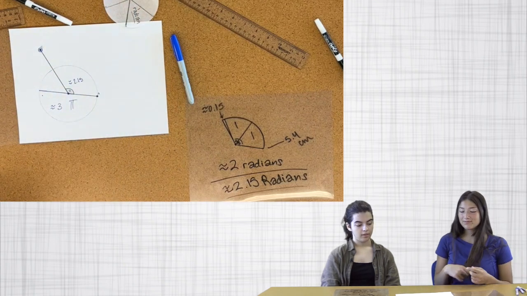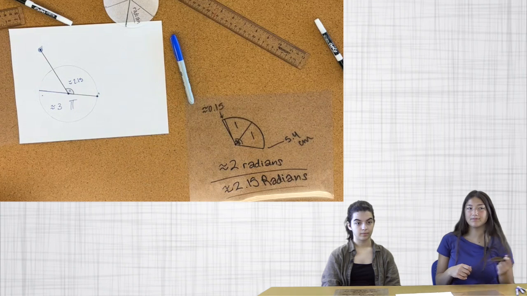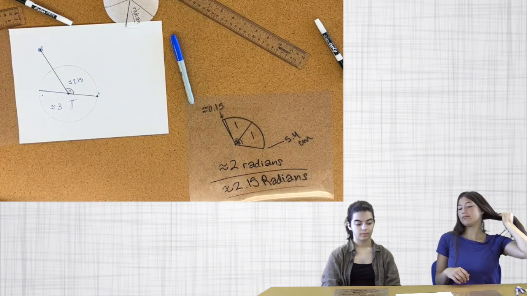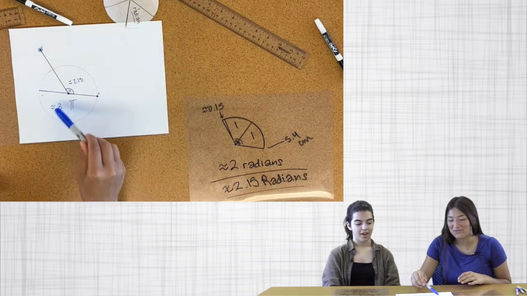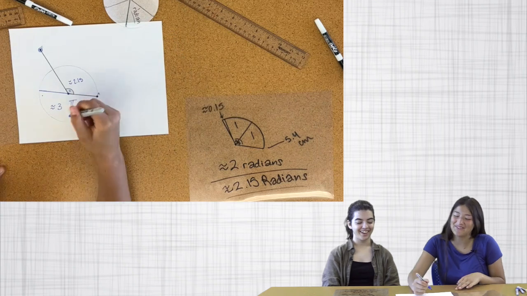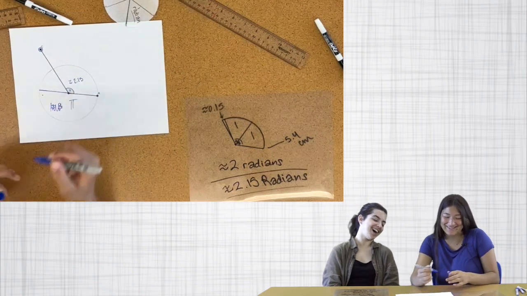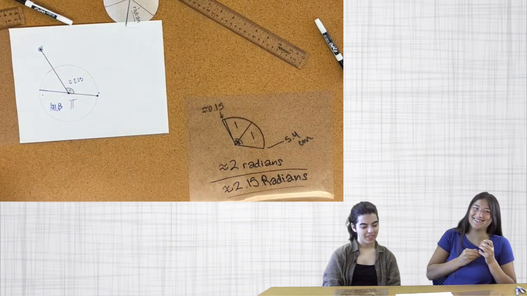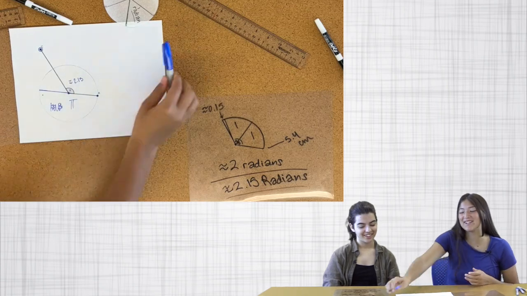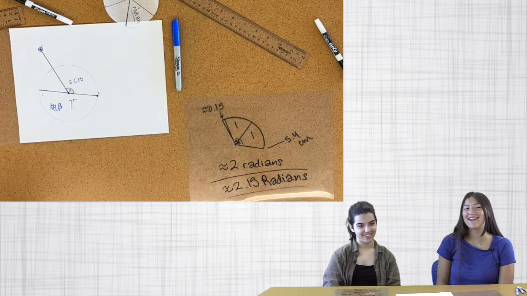I see. So is that bottom half going to be about 3 pi, or about pi? About 3, and then I realized, wait, it's not about 3, it's pi. Here, I'll erase that. It's pi. Exactly pi. I was putting about 3, and then I was like, wait a minute, it's exactly pi. Oh, I see.